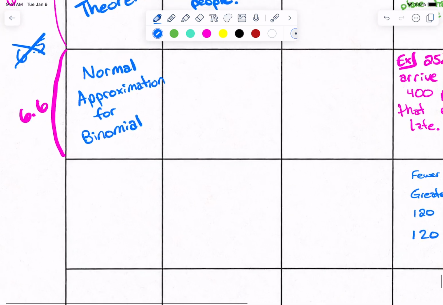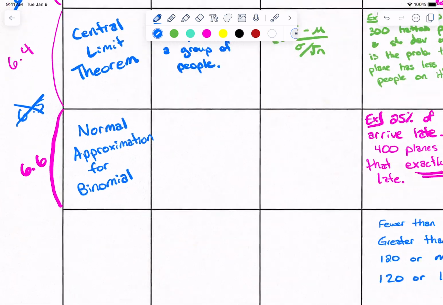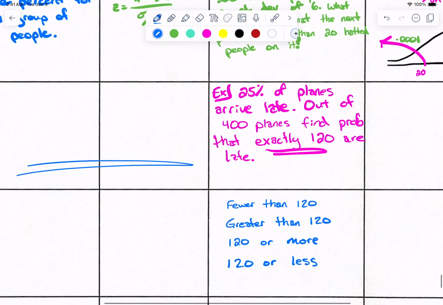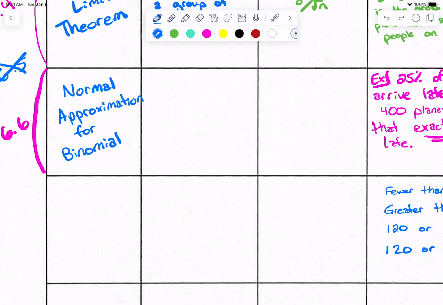Here's what I want you to write down for 6-6. This should be maybe your 4th row. Write down 6-6, normal approximation for binomial. I'm going to write some formulas in here. I left my example so I didn't have to come up with a new example, because I already did this with the Lawrence kids and didn't want to rewrite. So that's why I have stuff that you don't have.